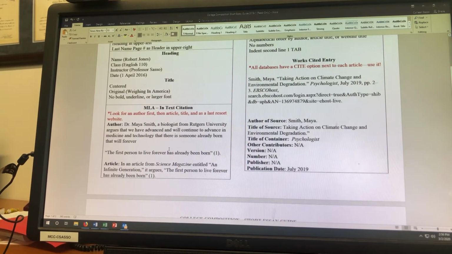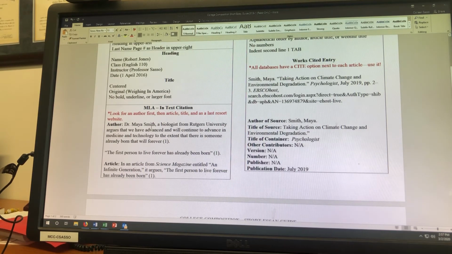And this is not the best wording, to the extent that there is someone already born that will live forever. Not the best wording, but you get my gist. So again, we've already introduced Smith, but this is not our information. We had to find this information from our source, so we need to give it credit still. And again, we have Smith already introduced, so we just need the page number here.